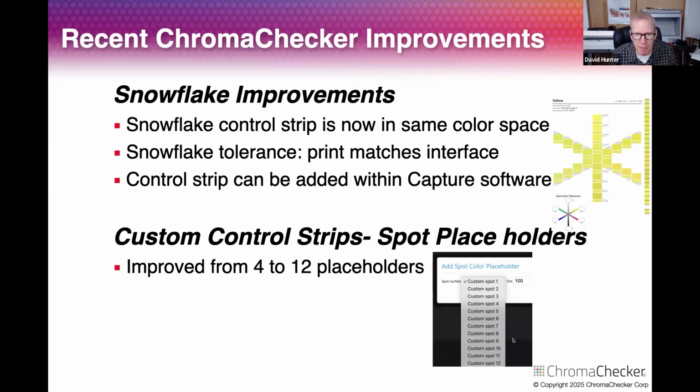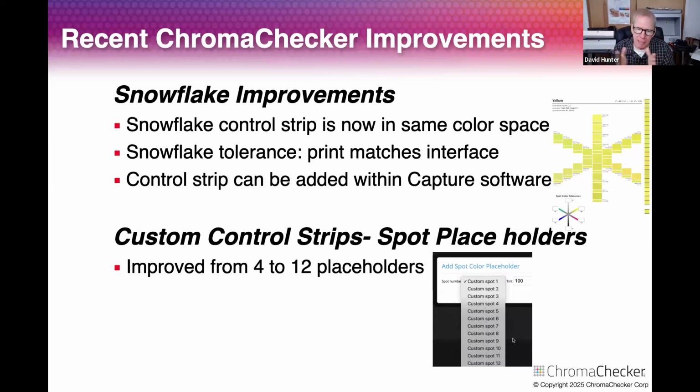So first off, snowflake improvements. The snowflake control strip is now in the same color space as the snowflake. So if you tell the snowflake to be in a CMYK color space for your Epson, the color bar will be in a CMYK color space as well. And the snowflake tolerance location where you put your +L+A, which I'm going to cover later in the presentation, now mirrors what it looks like in the software interface on the cloud when you set the tolerances. So it becomes much clearer.